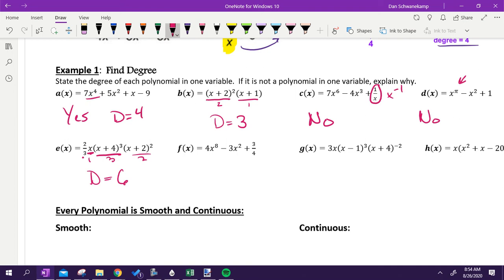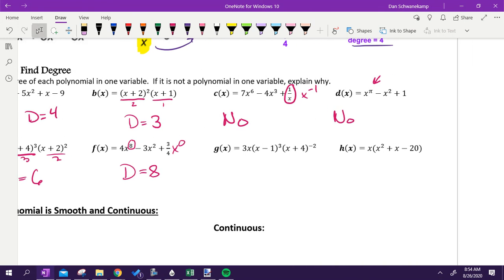Letter F, thumbs up, thumbs down. But there's a 3/4 at the end. Not an exponent, doesn't matter. It's x to 0. Degree there. Jack, what do you think degree is going to be? Degree is 8. It's been FOILed all the way out, so all we're doing is looking for the biggest exponent.